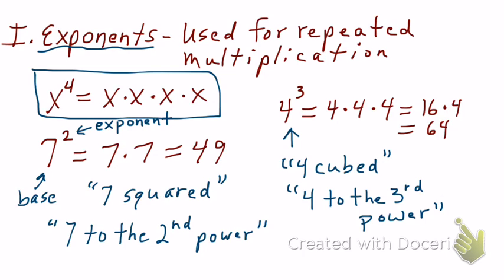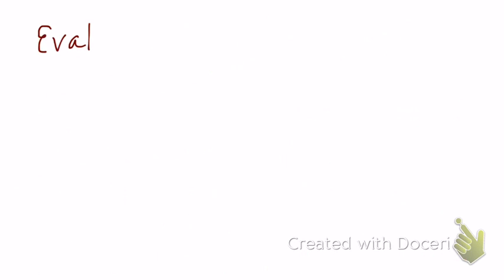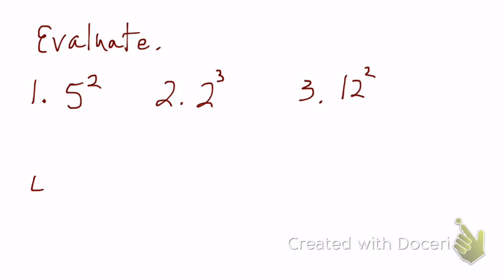Alright, let's move on and do some examples. Oh, and I do want to mention that x to the n means multiply x n times. That's our general definition for exponents. Now we can do some examples. Alright, so I'm going to give you a bunch of problems to evaluate. So you should go ahead and stop this video and do these problems, and then you can come back and check your answers.